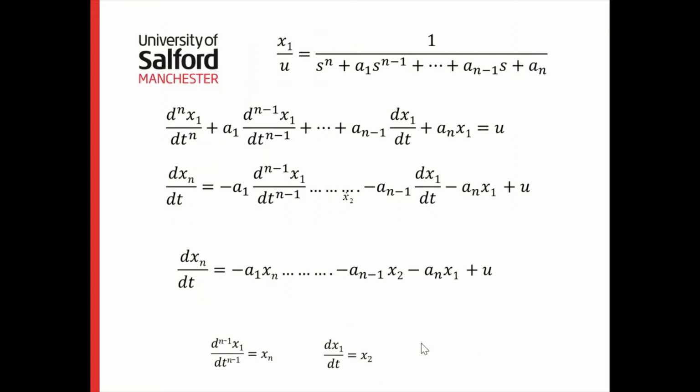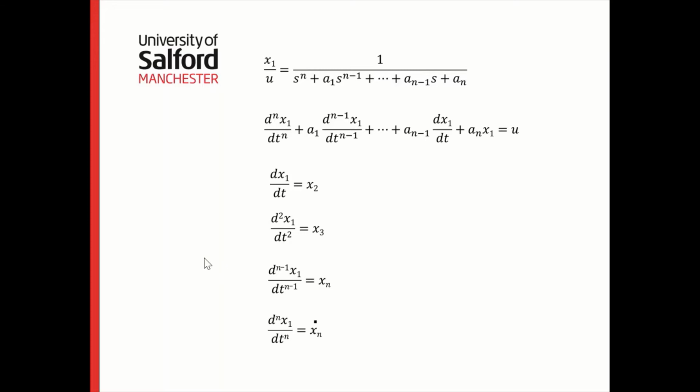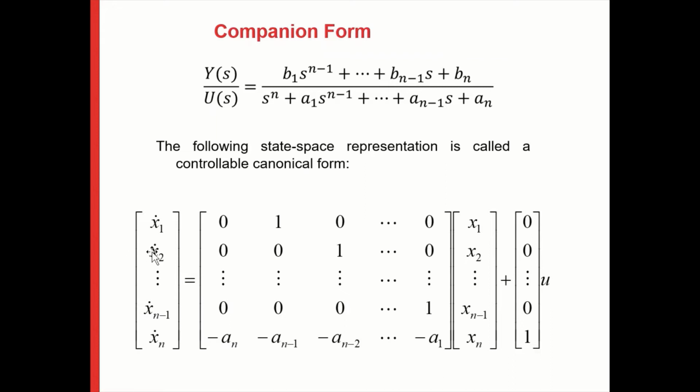We know that x2 dot is x3. So that allows us now to put x2 dot is equal to x3. It'll be the third one down. And finally, xn minus 1 dot will be xn. So that means that we get the matrix here.